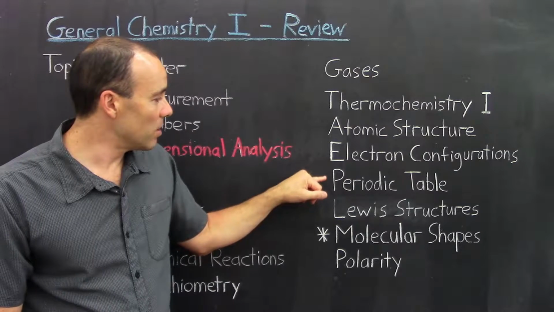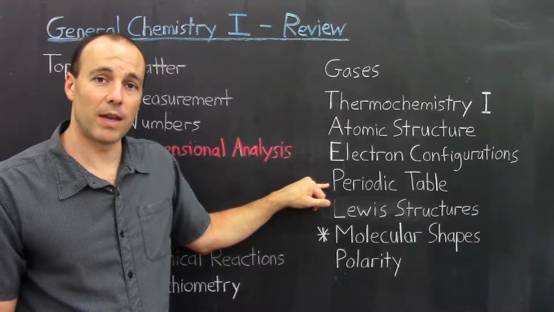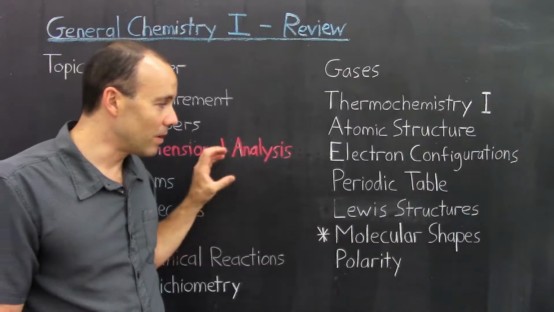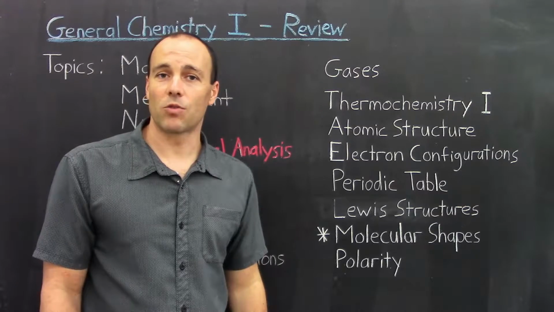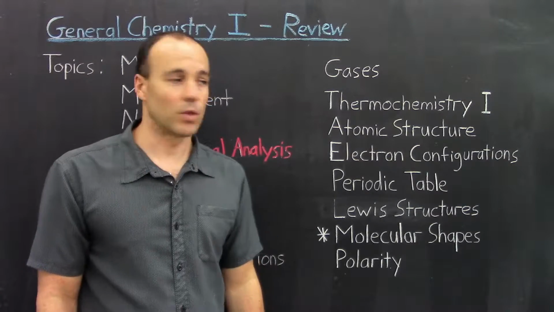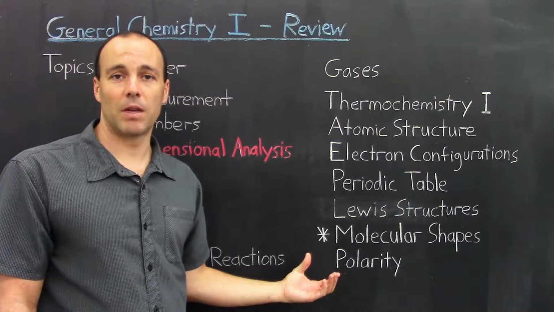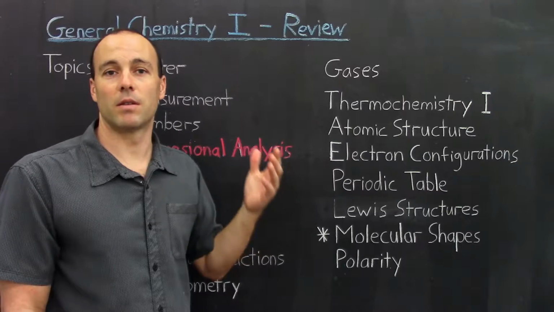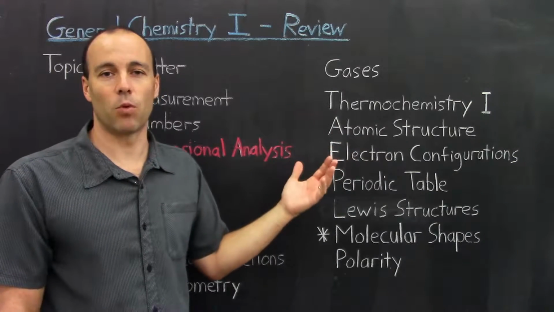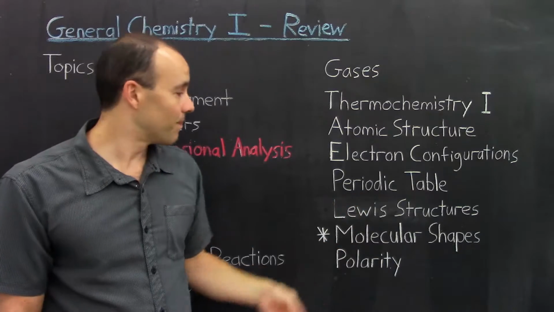Electron configurations is the way the periodic table is laid out. Atoms are laid out on the periodic table based upon what their electron configurations are. So atoms that are in the same column contain the same number of valence electrons, outermost electrons. And those outermost electrons are the most important ones when it comes to chemical reactions.